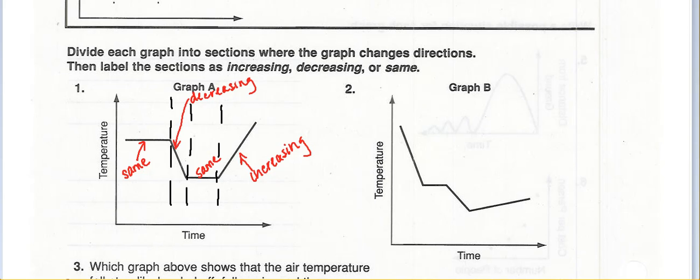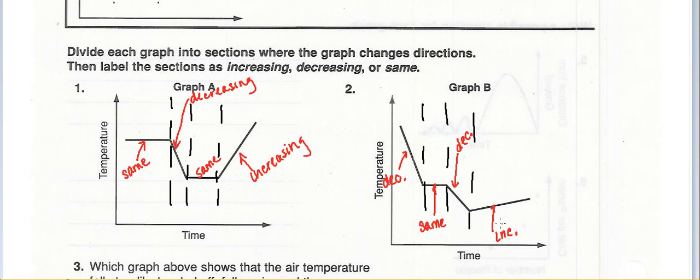Next picture, we're going to break it up into graphs again. And I'm just doing it at all the breaks. So let's look at this one. This part is definitely decreasing. I'm going to abbreviate that, DEC. This is remaining the same. It's a flat line. This part again is going down, so I'll abbreviate that, decreasing. And then this last part is slowly increasing, so that's INC, increasing.